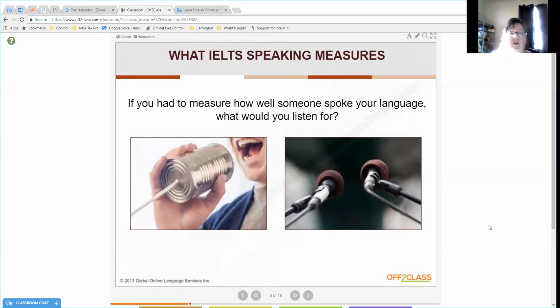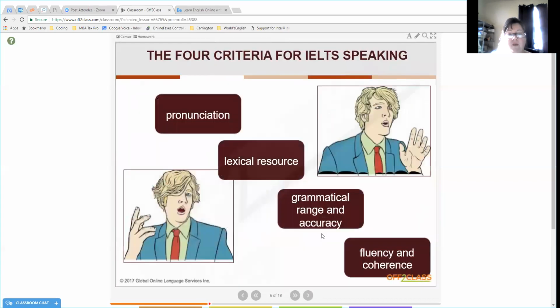Okay. If you had to measure how well someone spoke your language, what would you listen for? Okay, so this is what your examiner is listening for. Your pronunciation, your lexical resource, your grammatical range and accuracy, and your fluency and coherence. Okay?